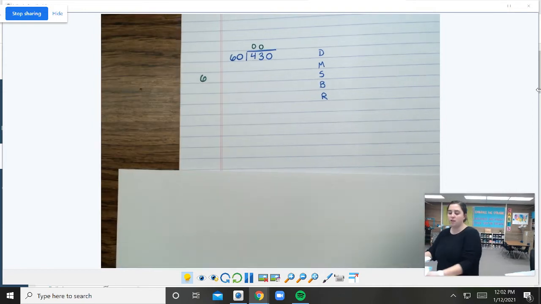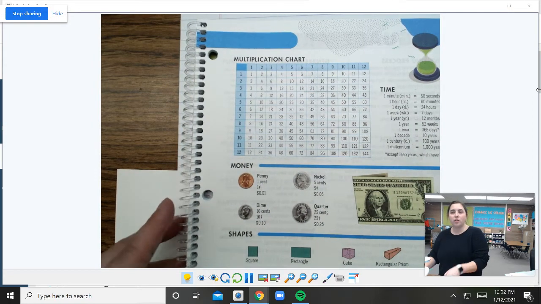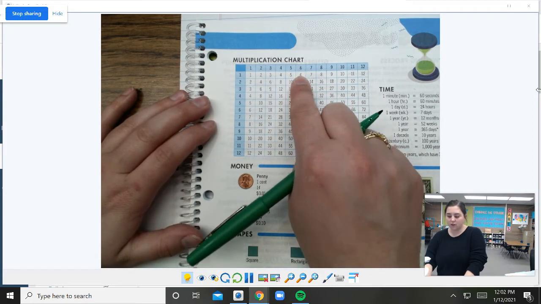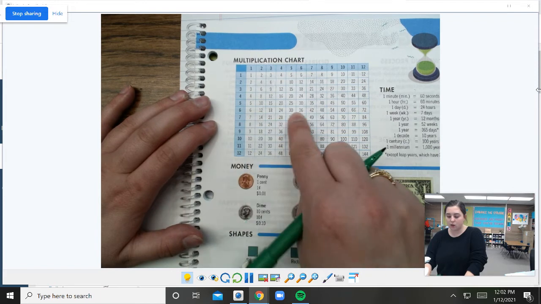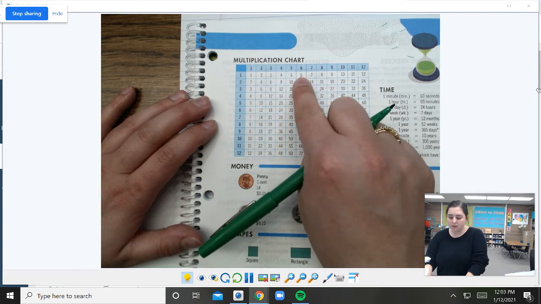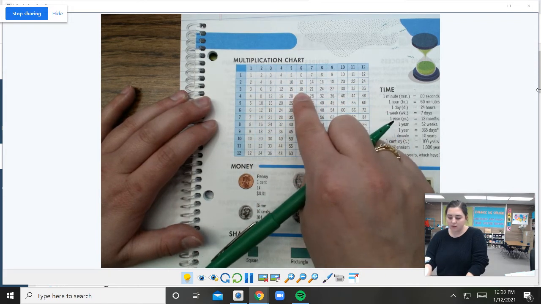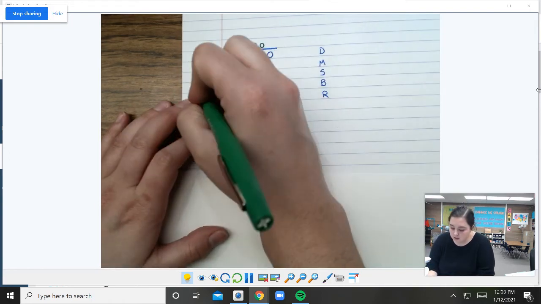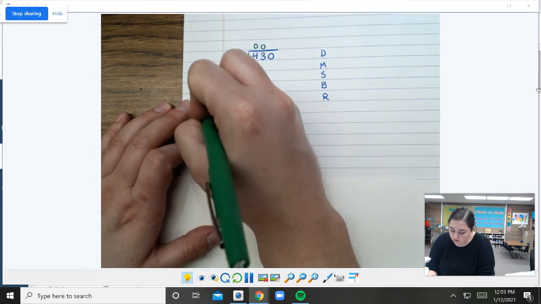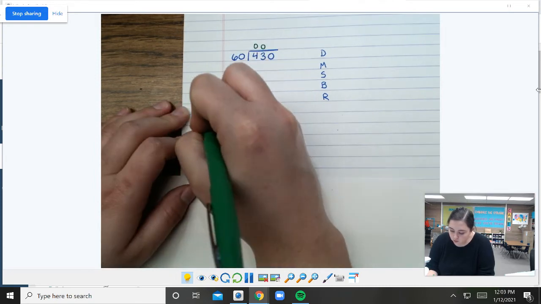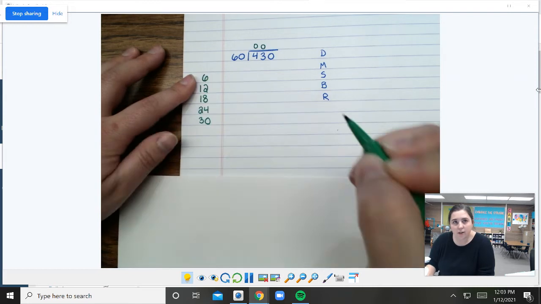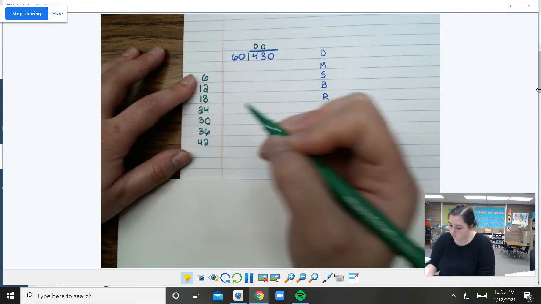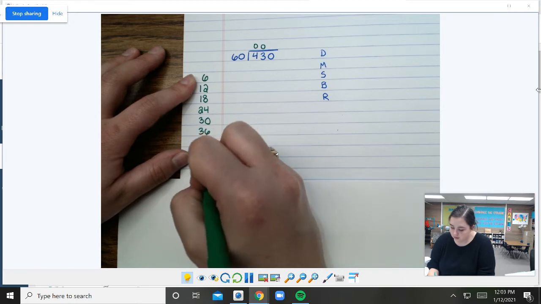If you're not sure, I always post one of these before on top of the slides here. So here's a 6, and I could go down, or here's a 6, and I could go across. 6, 12, 18, 24, 30. I'm going to write these. 6, 12, 18, 24, 30, 36, 42, and 48. Let's stop there.